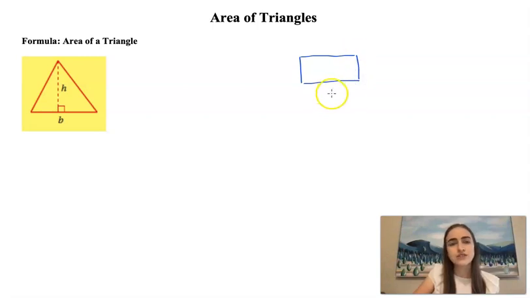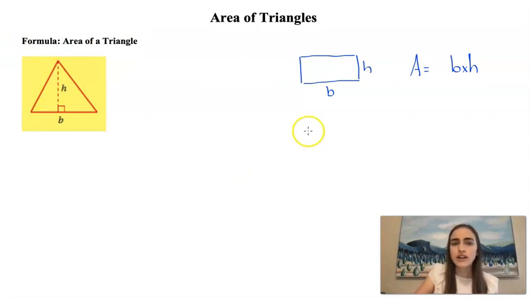So if this rectangle has a base length, let's call it B, and we'll say it has a height of H, then to find the area of that rectangle, we would do area equals, and we'd multiply those two things together. We'd do base times height.